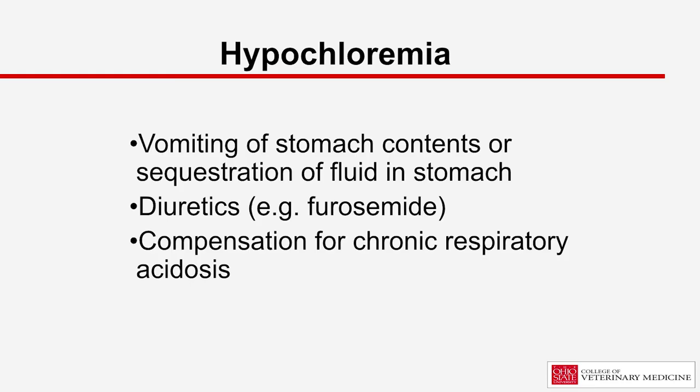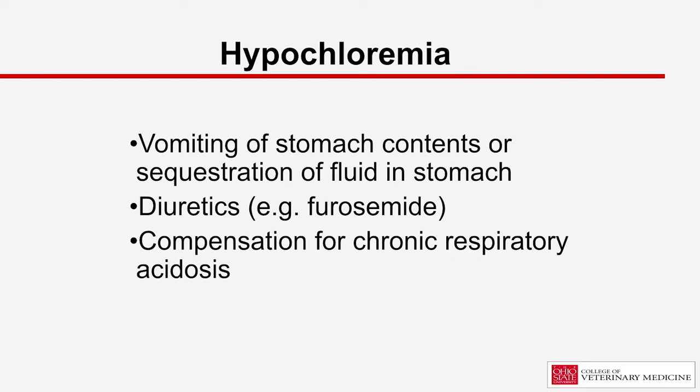On the other side of the coin, hypochloremia. Most common causes are vomiting of stomach contents, because you lose a lot of chloride relative to sodium because of the hydrochloric acid secreted in the stomach. Very common cause of hypochloremia. Loop diuretic administration, like furosemide. Furosemide causes the kidneys to lose equal amounts of sodium and chloride, but remember, that is creating a disproportionate loss of chloride because the normal ratio is not 1-to-1 in the body. So loop diuretics tend to cause hypochloremia because of that.